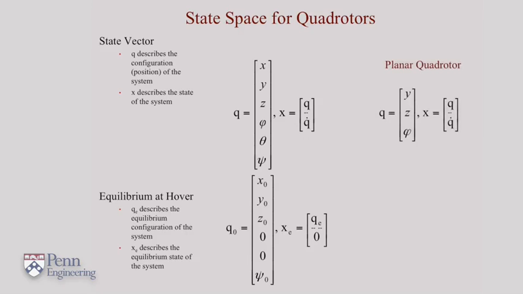Similarly, for planar quadrotors, you have a 3-dimensional configuration space, a six-dimensional state space, and an equilibrium configuration and an equilibrium state that can be similarly defined.